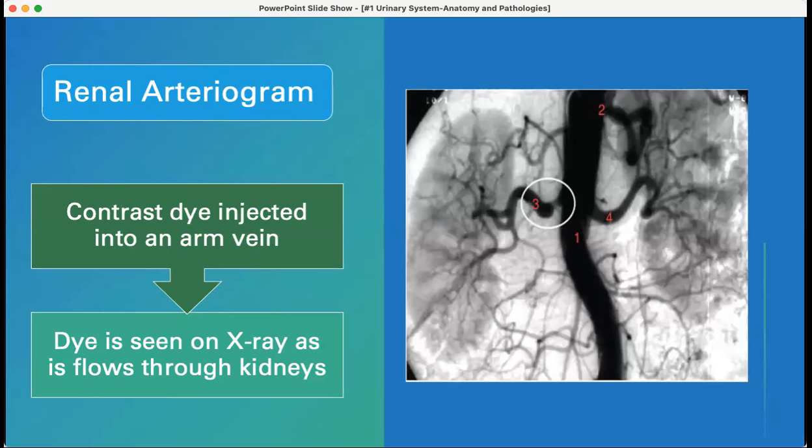And with an arteriogram, dye is injected into the vascular supply, like in the brachial vein. And then the dye, as it's excreted through the kidneys, you can see the vascular supply going to the kidneys.